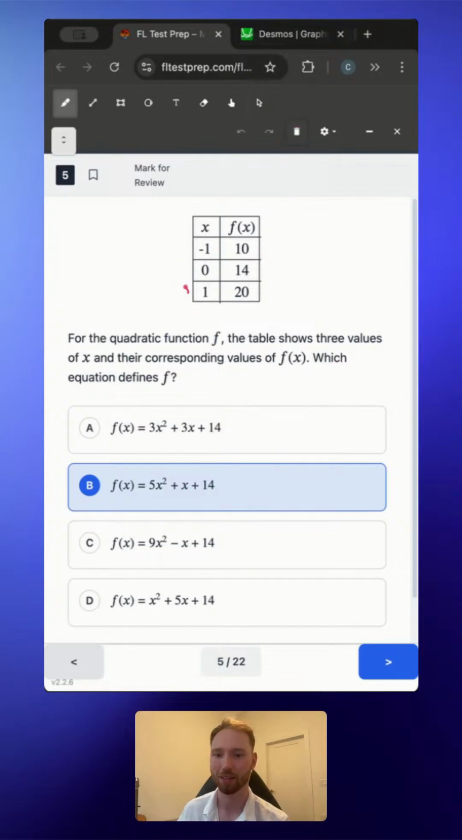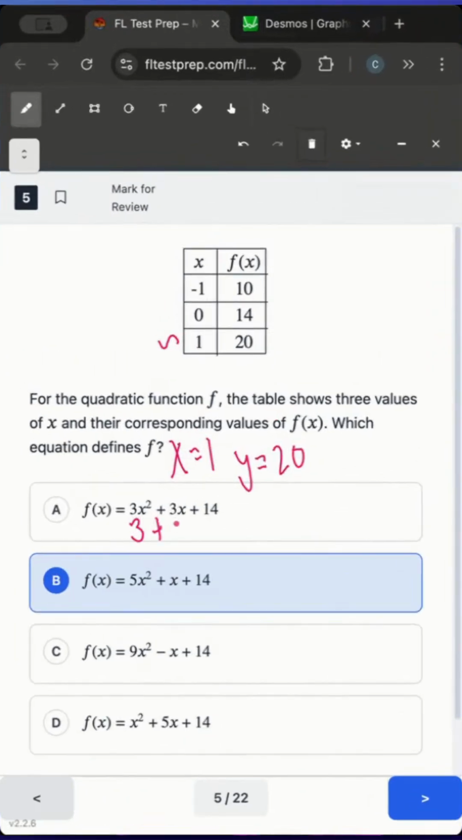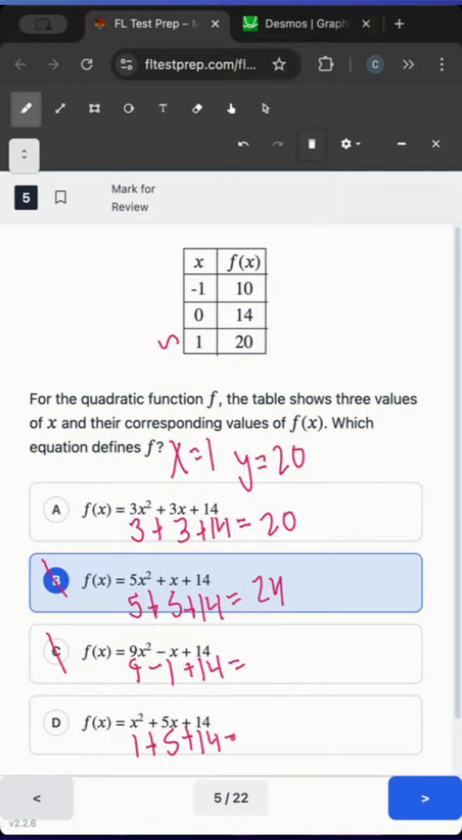We're going to move on to the next easiest number, 1. So I know, because when x equals 1, y should equal 20. When 3 is times 1 squared, it's going to be 3 plus 14, which equals 20. A checks out. 5 plus 14, oh, well, that equals 24. B is not the correct answer. 9 minus 1 plus 14. Well, that doesn't equal 20, so C's out as well. And then we get D, where 1 plus 5 plus 14 equals 20. So the only ones left are A and D.